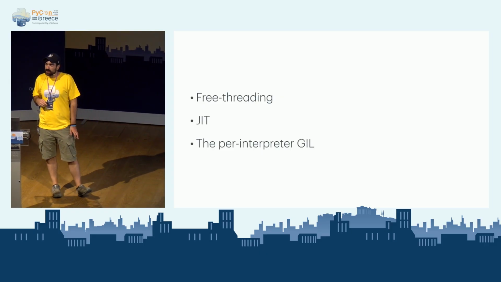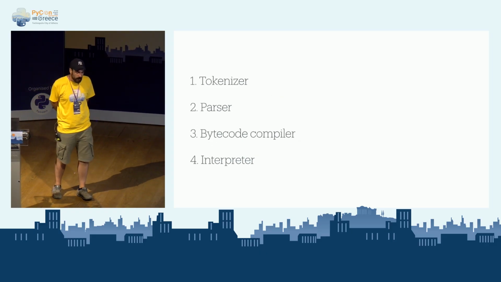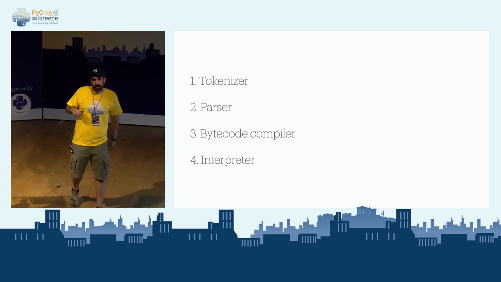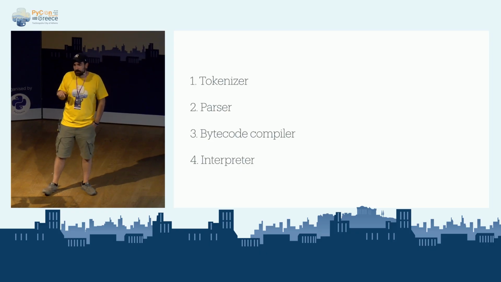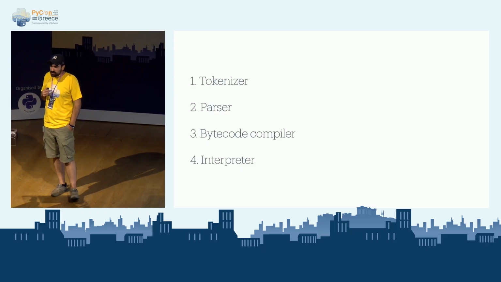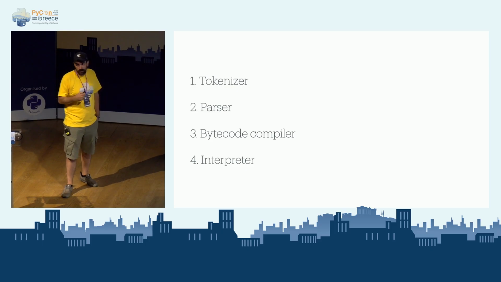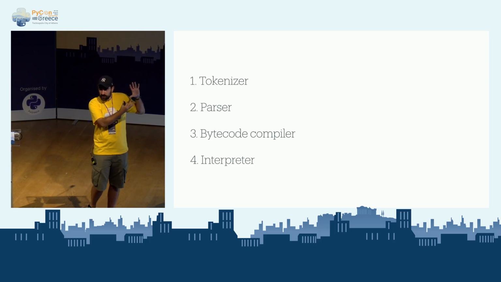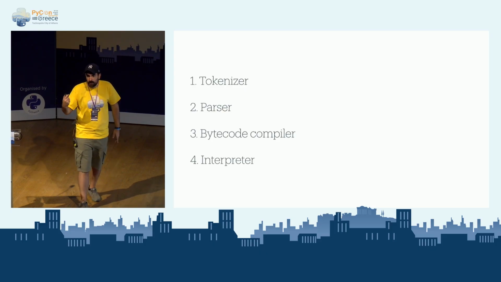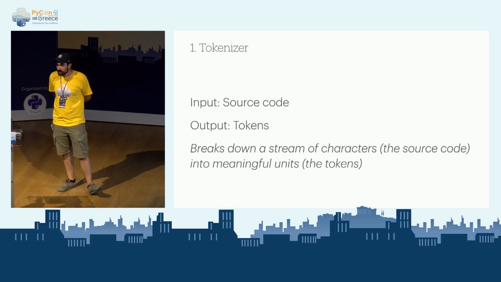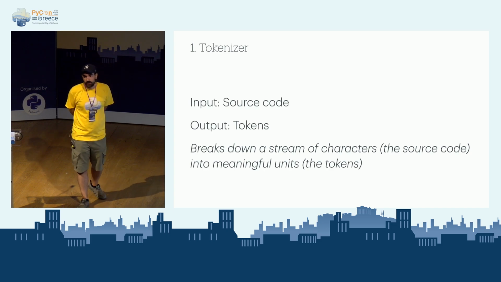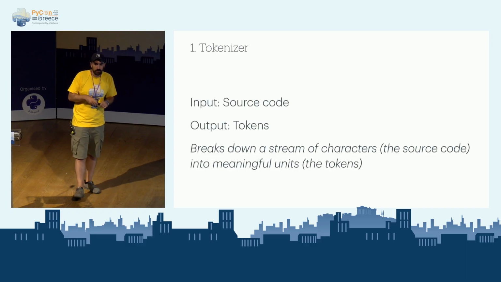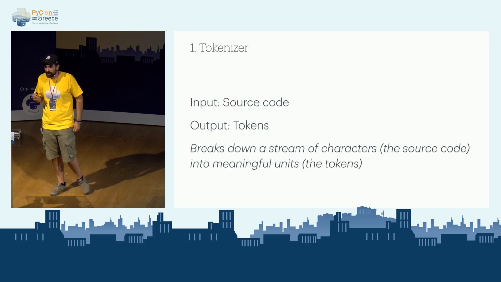So now that we know what syntax is, we can talk about how syntax is implemented in Python. The syntax implementation is comprised of 4 steps. The first is the tokenizer, the second is the parser, the third is the bytecode compiler, and the fourth and final step is taking what the first 3 have done and interpreting that in order to run Python programs. So the tokenizer, the input is the source code you're writing, and the output is a stream of tokens that can be interpreted by later stages of the compiler.